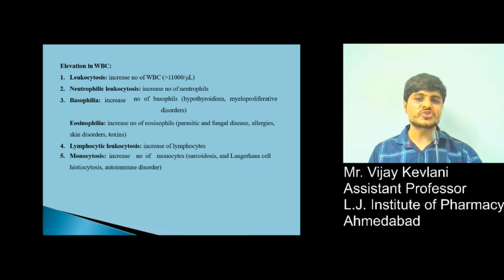Elevation in WBC is also seen, that indicates leukocytosis, an increase in WBC. Neutrophilic leukocytosis, an increase in neutrophils. Basophilia, an increase in the number of basophils, could be found in hypothyroidism and myeloproliferative disorders. Eosinophilia, an increase in the number of eosinophils, could be due to parasitic and fungal disease, allergies, skin disorders and toxins. Lymphocytic leukocytosis is an increase in lymphocytes, and monocytosis is an increase in the number of monocytes.